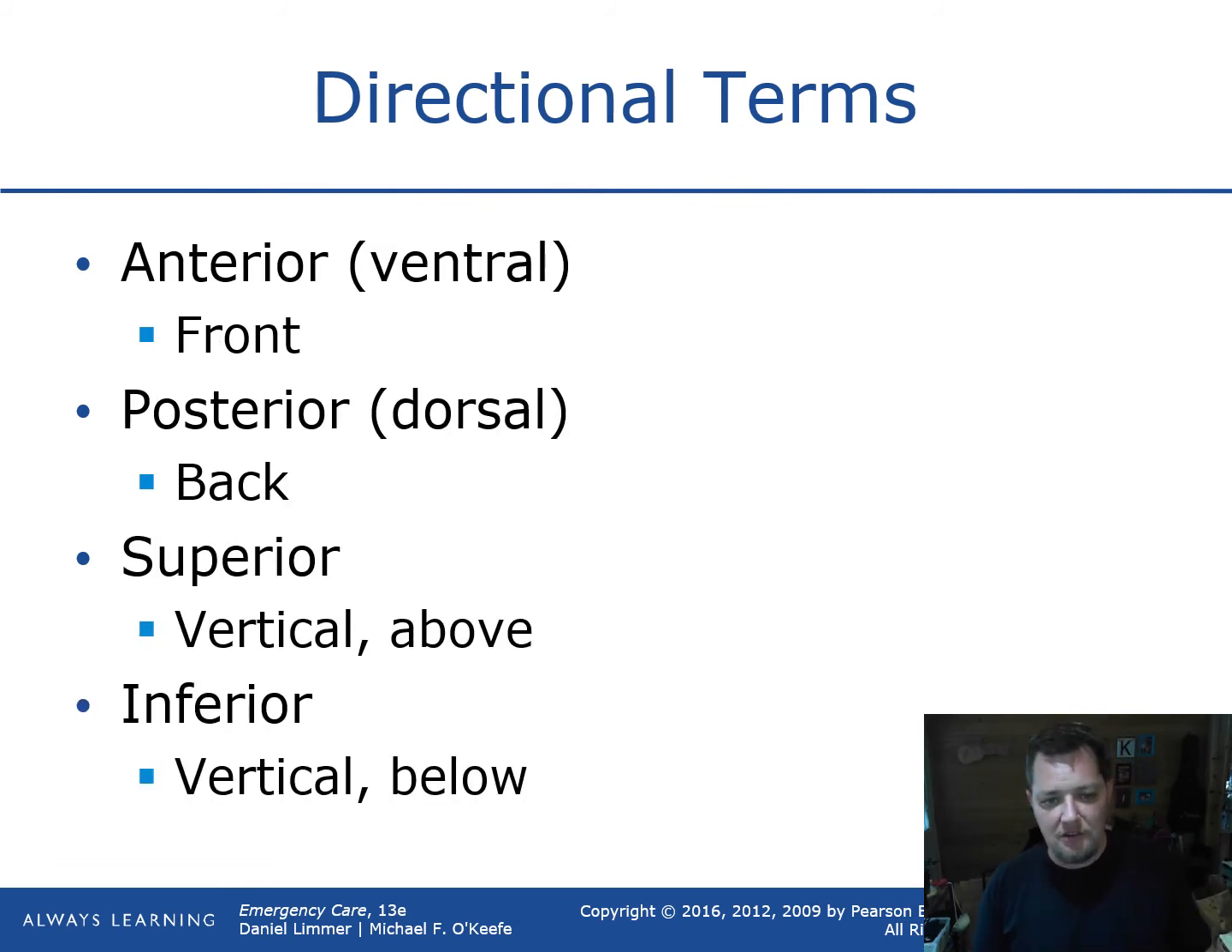Anterior or ventral is the front. Posterior or dorsal is the back. Superior is above, inferior is below. So remember our divisions in our body planes. If you split me down this way and then split me halfway at the waist, you've got both of those. Superior is above, inferior is below.